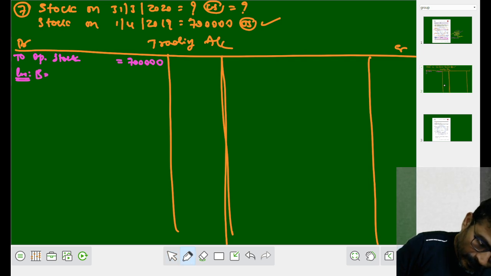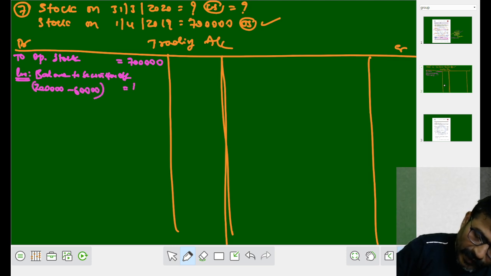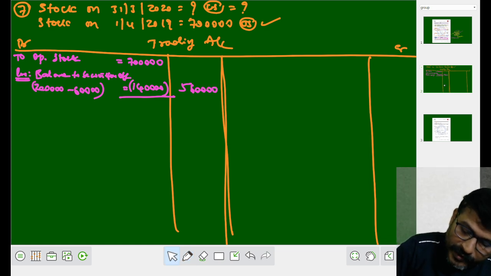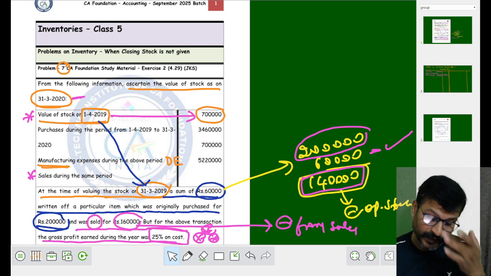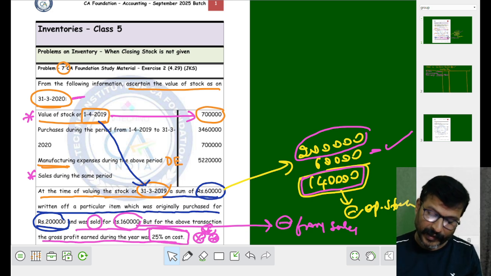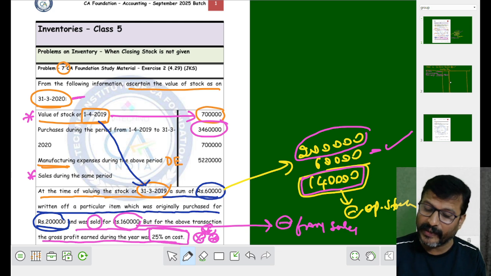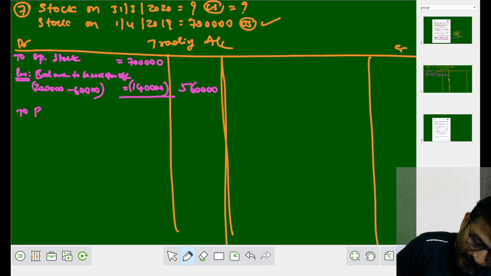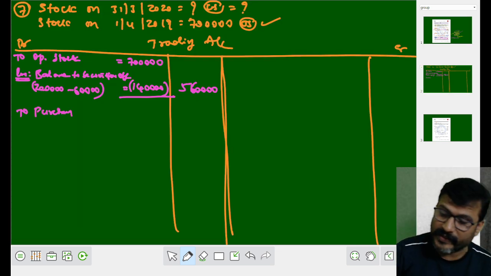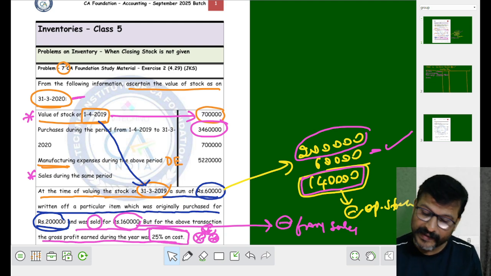Less, balance to be written off out of 2 lakh. 60,000 was already written off. Now we have to subtract 1 lakh 40,000. We are getting 5 lakh 60,000 in the outer column. How much is it? 5 lakh 60,000. Fine. Purchases during the year from April 2019 to March 2020, 34 lakh 60,000. Leave one line and write purchases 34 lakh 60,000.